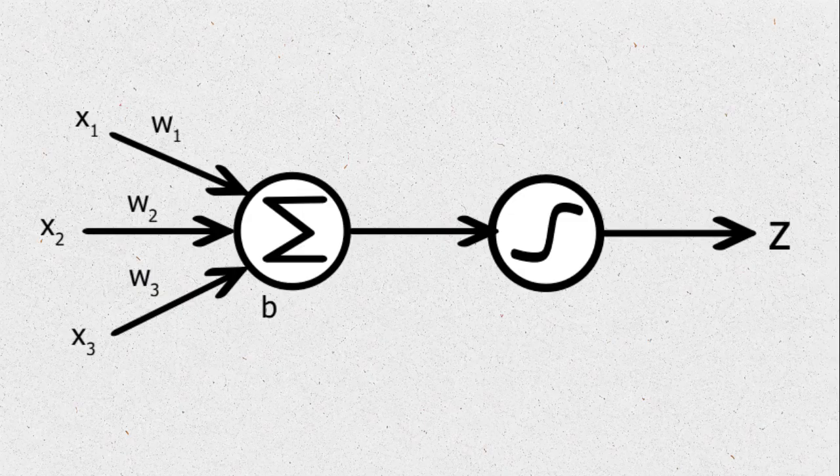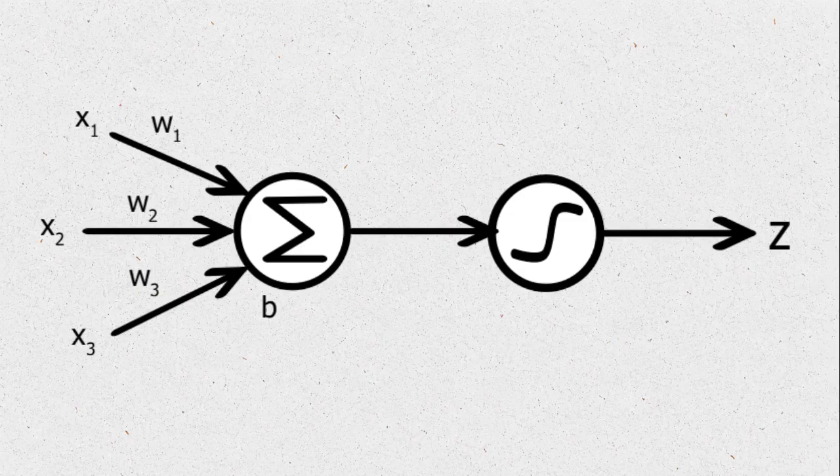At first glance, it looks very simple. On the left, we have three inputs, x1, x2, and x3. Each input is connected to the neuron through a weight, labeled w1, w2, and w3. The neuron also has one additional value called the bias, usually written as b. Finally, after processing everything, the neuron produces a single output.